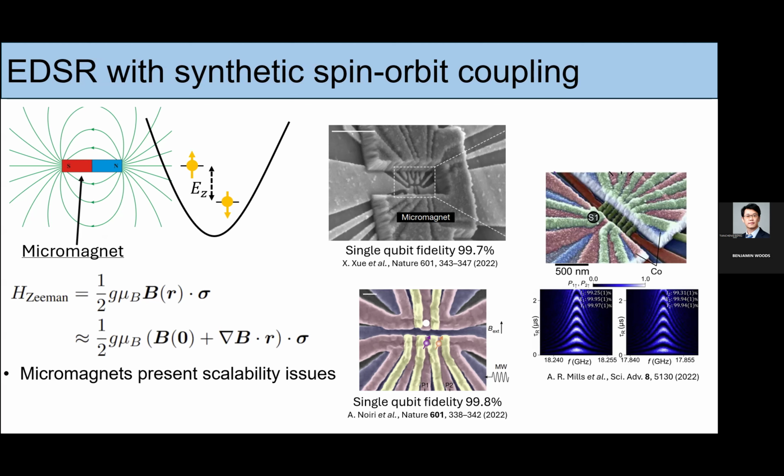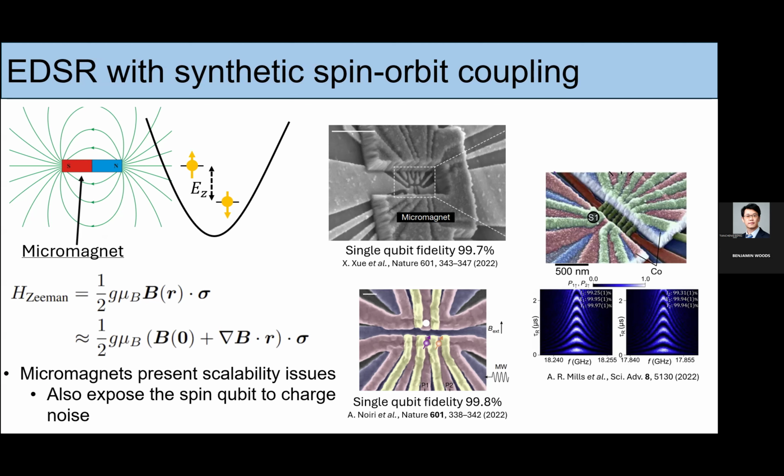There are some issues. So they present some scalability issues. As I was saying, they're huge compared to the individual dots themselves. And so when you think about scaling up to millions of qubits, it's kind of an engineering challenge to think about how you would exactly arrange these things such to get the proper field gradients that you want.